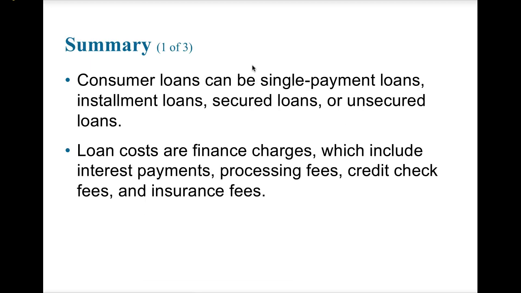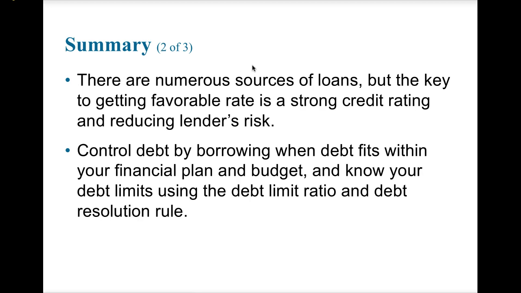Okay, let's summarize this chapter. Basically, we talked about consumer loans, what they're all about, and what types of consumer loans you can get. We talked about the cost of loans: the financing charges, interest payments, processing fees, and insurance fees. We talked about different sources of loans, and we're always looking to get the best rate of interest. So for a car loan, don't just go with what the dealership offers you. See if you can get a better rate at the credit union.